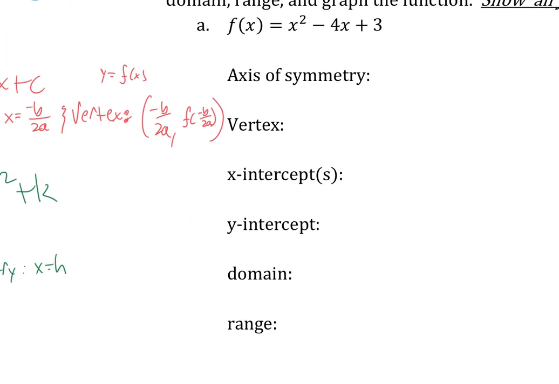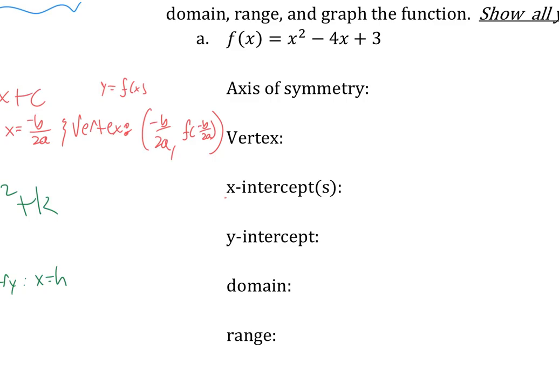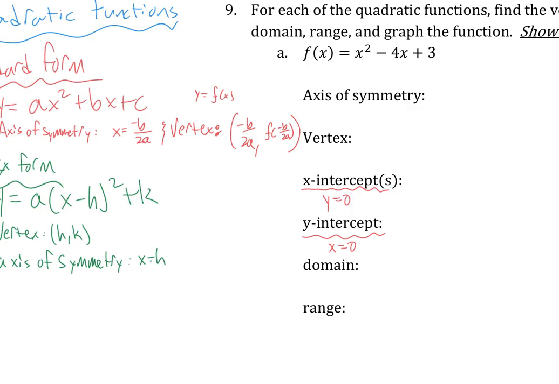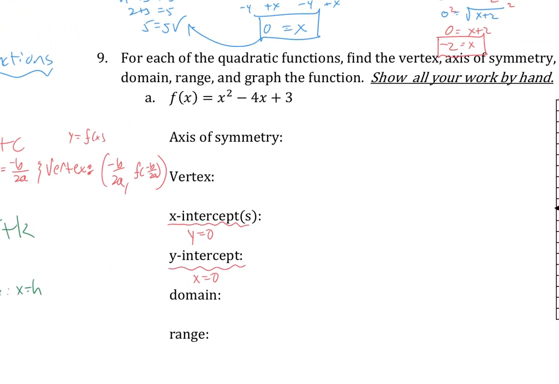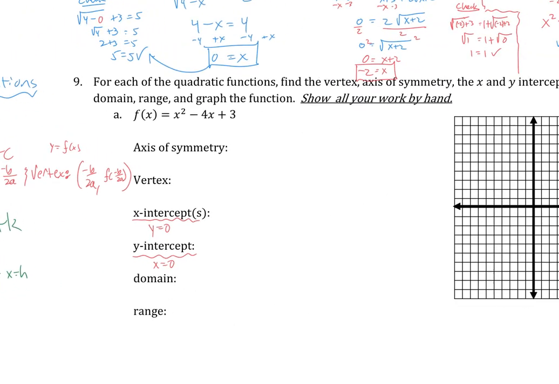We're also going to talk about x-intercepts. All the x-intercepts happen when y equals 0. The y-intercept happens when x equals 0. And so it doesn't matter which form you have: plug in 0 for x and you get the y-intercept. Plug in 0 for y and you can find the x-intercepts. Those are key things to remember.